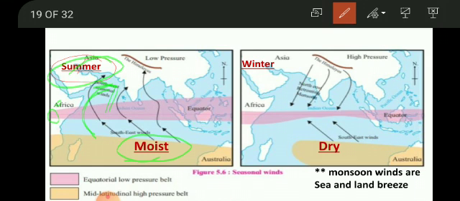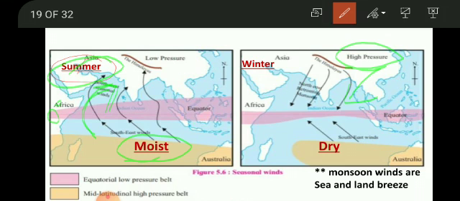The second picture is about winter. In winter, monsoon winds blow from land to sea because land remains cool as compared to sea. So here high pressure is developed on the land because it is winter season, and as compared to land, water is hot. It is not much hot, but as compared to the land, it is comparatively hot. That's why low pressure is developed here. That's why again it will blow from high pressure to low pressure.